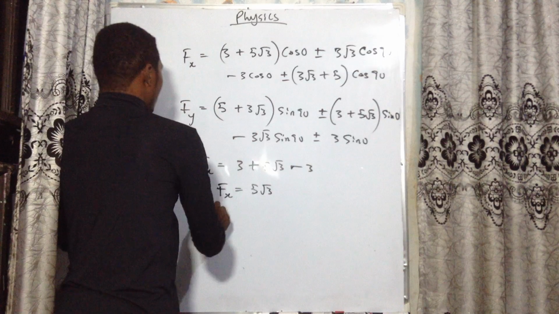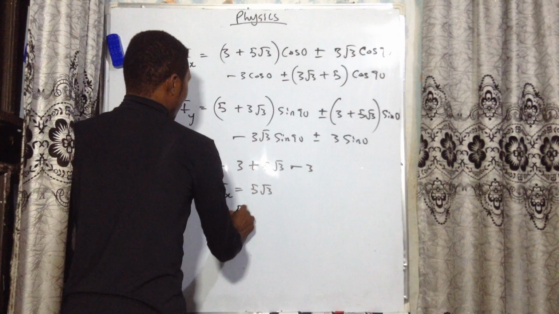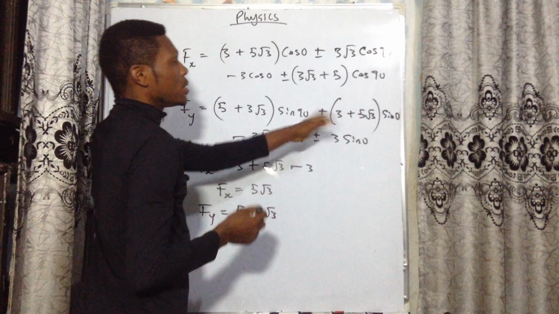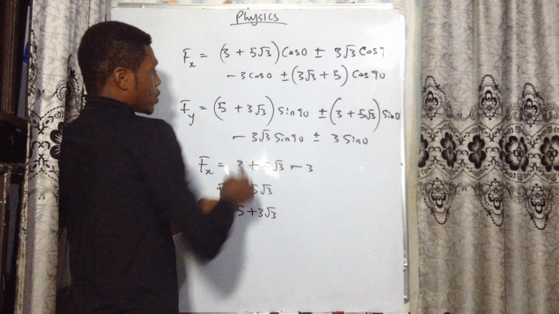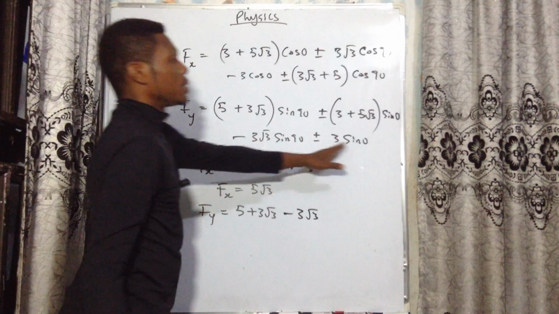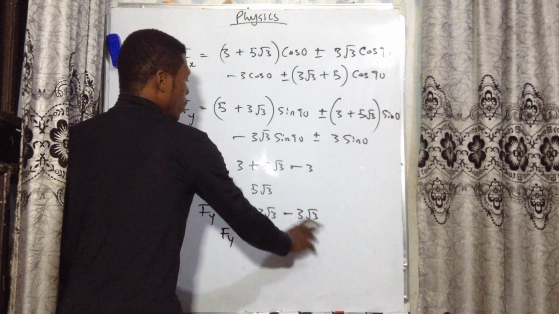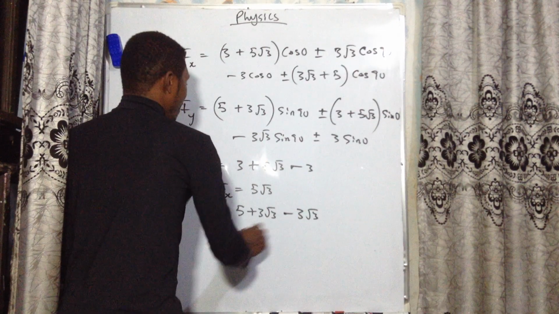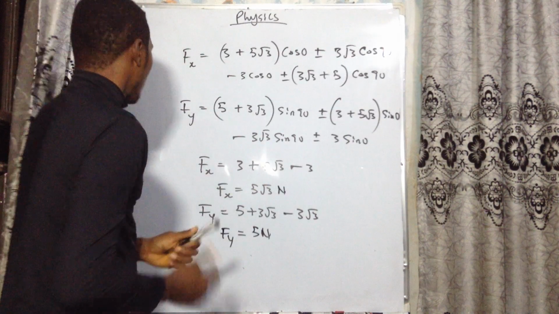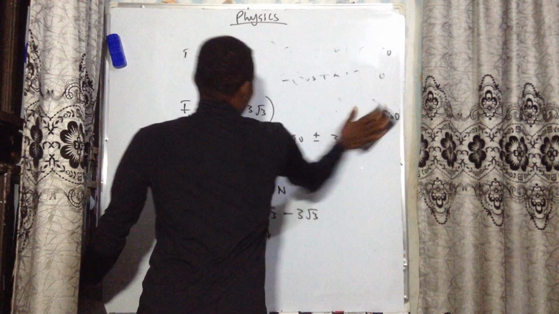So let's find Fy. Sin 90 is 1. That is 5 plus 3 root 3. Then this one is 0 because sin 0 is 0. So sin 90 is 1, so minus 3 root 3, minus 3 root 3. You see? So this is 0. So at the end, Fy is equal to 5 newtons. Remember to put their units. So this is root 3 newtons. So what remains is to find the resultant.